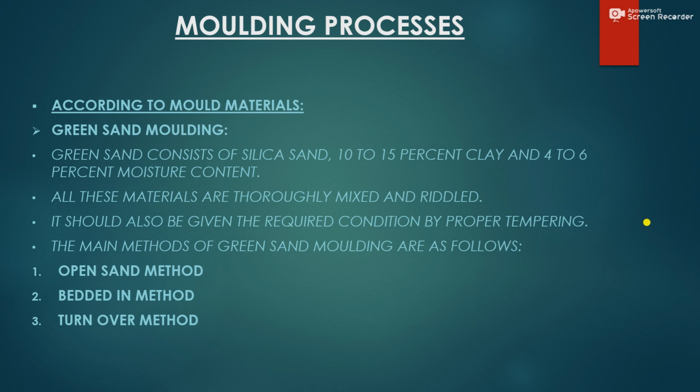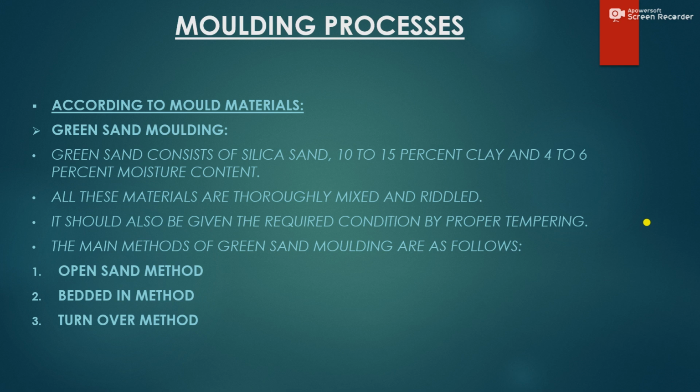So let's start today's session. Today we are going to understand the second category of the classification of molding processes, which is according to mold materials. Based on what type of mold material you are using, you can also classify your molding process. So the first one is green sand molding.